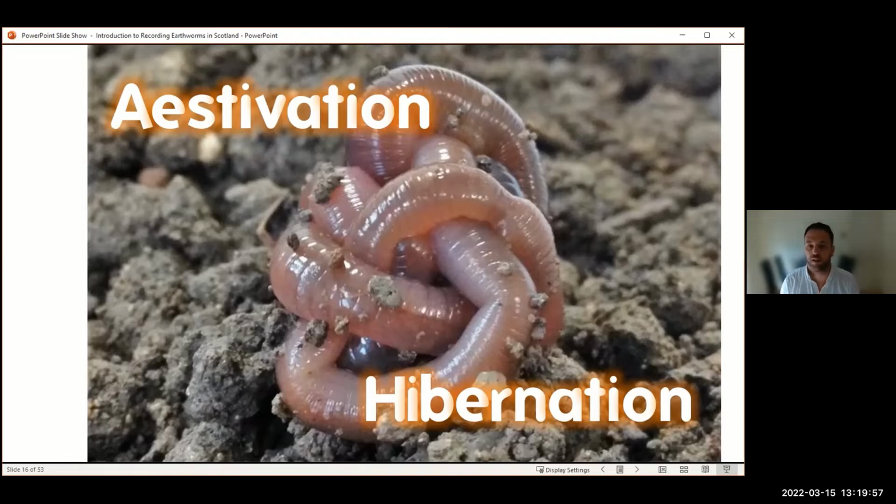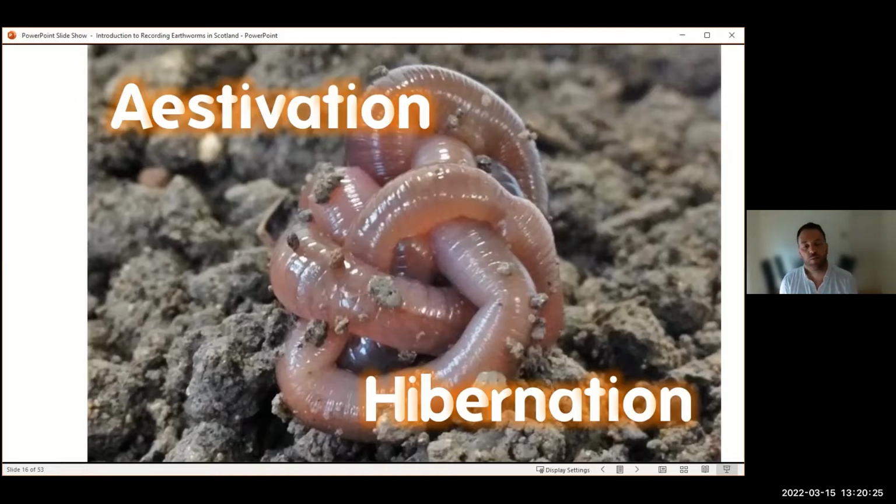And what they'll do is they'll empty their guts, slow down their metabolism, knot themselves in a ball and release a mucus to protect them from the environmental conditions that are surrounding them. They'll usually burrow quite deep to do it as well, and they'll stay in this state to try and wait out unfavorable conditions. Different species do it to different extents.